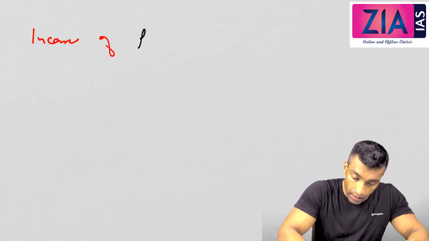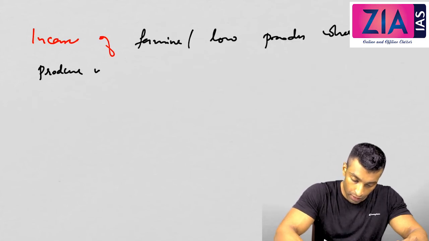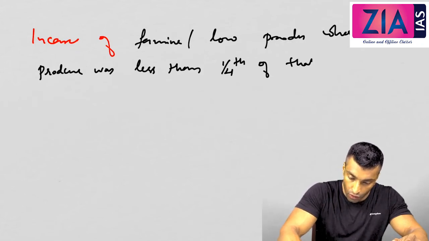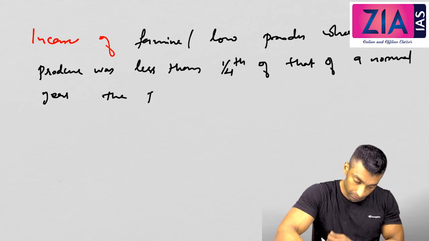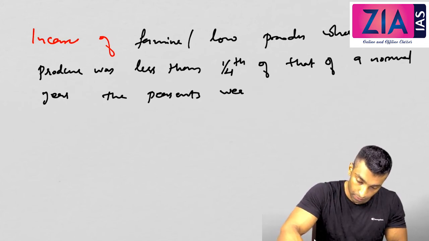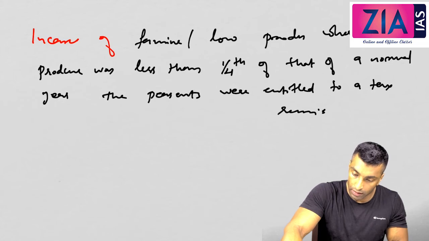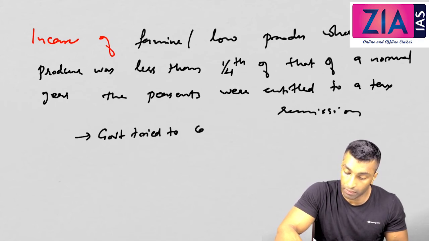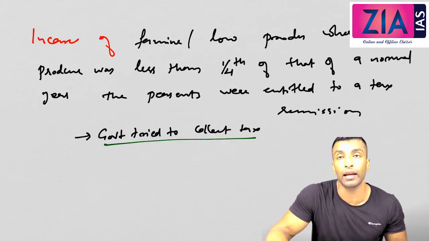In case of famine or low production where the produce was less than 1/4 of that of a normal year, the peasants were entitled to a tax remission, but the government tried to collect tax. So note this point here, the government is doing it illegally.